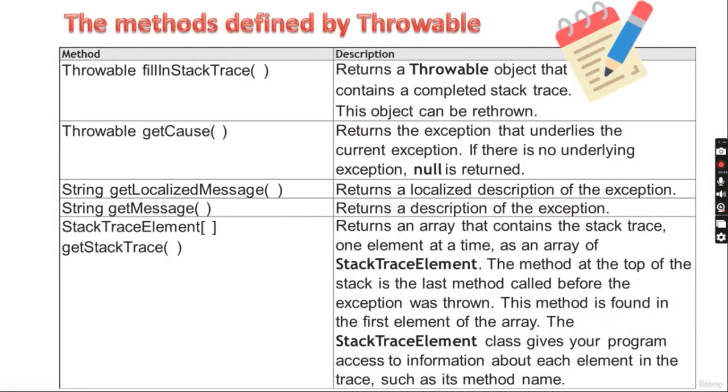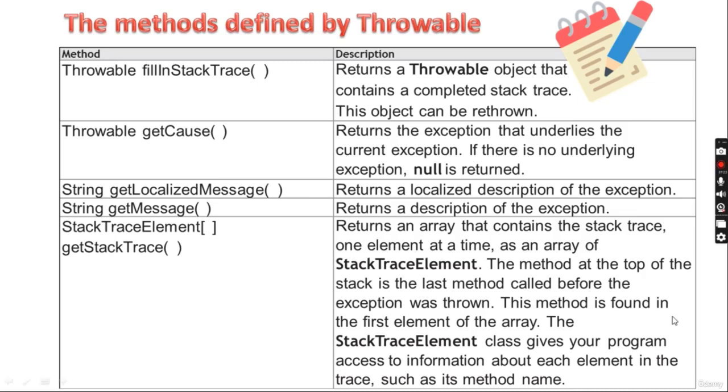Methods by Throwable. Throwable fillInStackTrace returns a Throwable object that contains a completed stack trace. This object can be rethrown. Throwable getCause returns the exception that underlies the current exception. If there is no underlying exception, null is returned. String getLocalizedMessage returns a localized description of the exception. String getMessage returns a description of the exception. StackTraceElement getStackTrace returns an array that contains the stack trace one element at a time as an array of StackTraceElements.